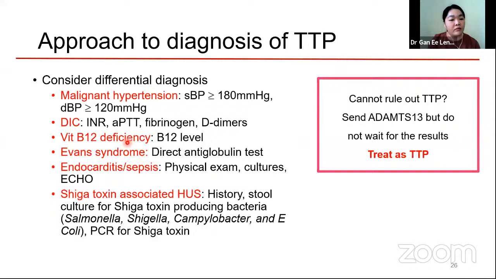A vitamin B12 level will help us to diagnose B12 deficiency, which also mimics TTP. A positive DAT test suggests Evans syndrome. And I think for other differential diagnoses, a good history, physical examination and targeted investigation can, most of the time, help us to differentiate the differential diagnosis from TTP. So what if we cannot rule out TTP? We send ADAMTS13, but please do not wait for the result. Let's treat as TTP because without treatment, TTP mortality can be as high as 90 to 100%.